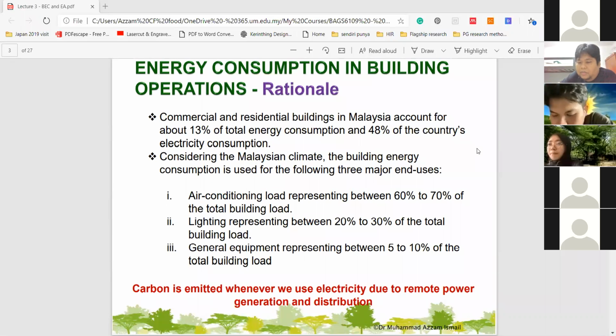So right now, even though this data is a little bit old, for Malaysia, the commercial and residential buildings account for about 13% of the total energy consumption. And when I say energy, it means a compilation of electricity together with gas and other things. In terms of electricity, nearly half of it is consumed by commercial and residential buildings. The remainder is by industrial buildings, agricultural buildings, and other types of buildings. But the scale is tipping towards more than 50%.